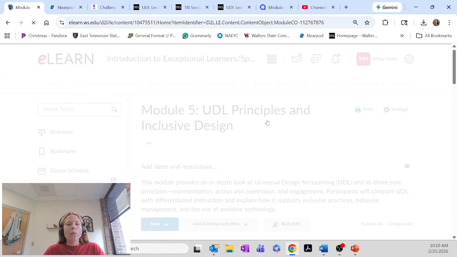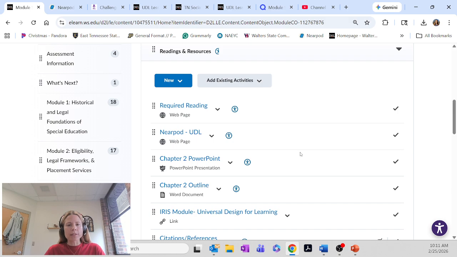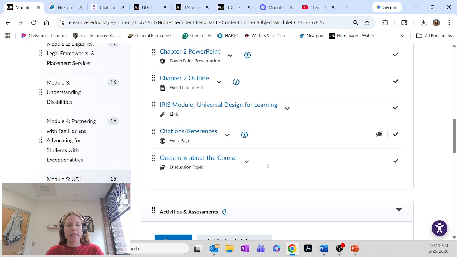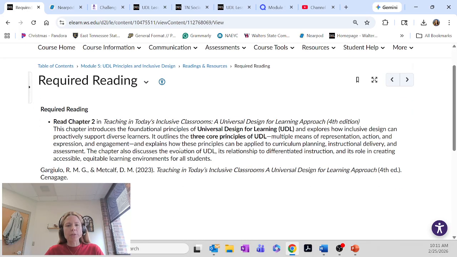Now, once we've looked at that, we're going to move down into reading and resources. Now, remember, reading and resources is really going to help you because these are things that are going to help you engage with the content before we get into our activities and assessment. So, with required reading this week, you're going to read chapter 2 in our textbook. And again, it's going to explore those 3 principles of UDL and how they will support learners. And it talks about the difference and its relationship with differentiated instruction.